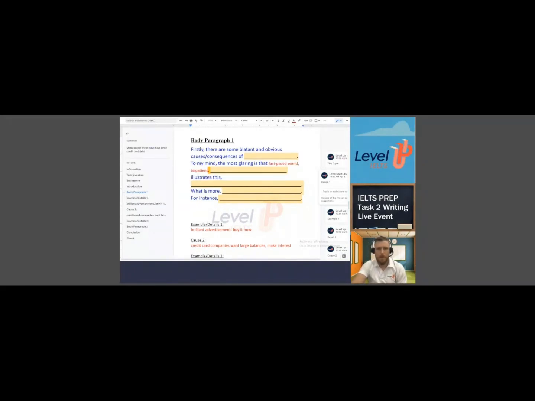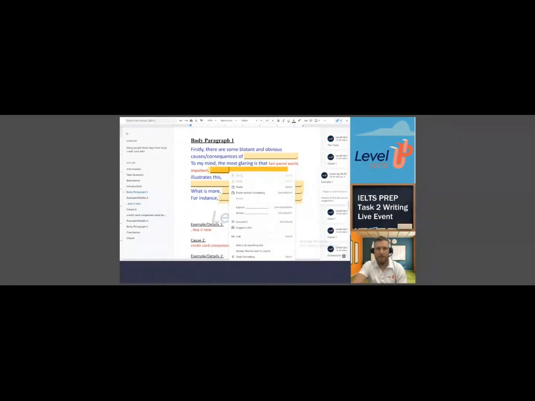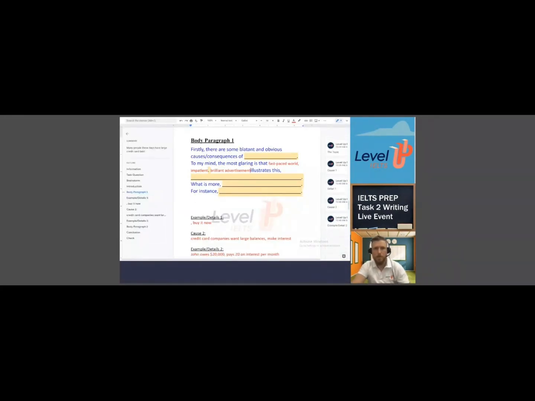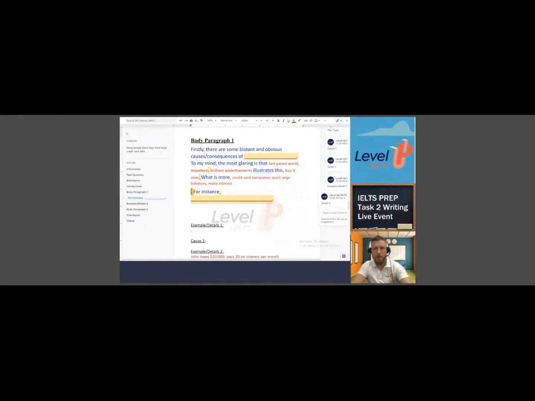Then we have example 1 and detail 1. Right here we get example 1. So the example is fancy, brilliant advertising. So let's throw that in there. Control V, boom, brilliant advertisements illustrates this. Boom, detail 1. Remember, we said you can just click one button, buy it now. That's a good detail about the effects of the advertisements. What is more, cause 2. They want large balances, interest, boom, right there. It's getting a little messy.